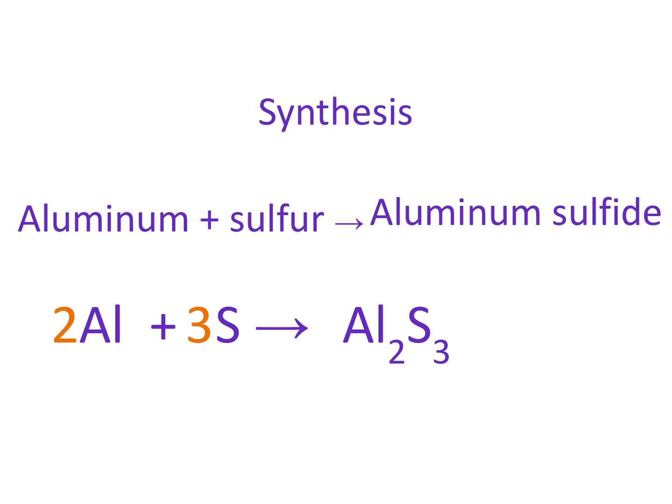These are a couple other examples of a synthesis reaction. So this is aluminum plus sulfur, and it makes aluminum sulfide.